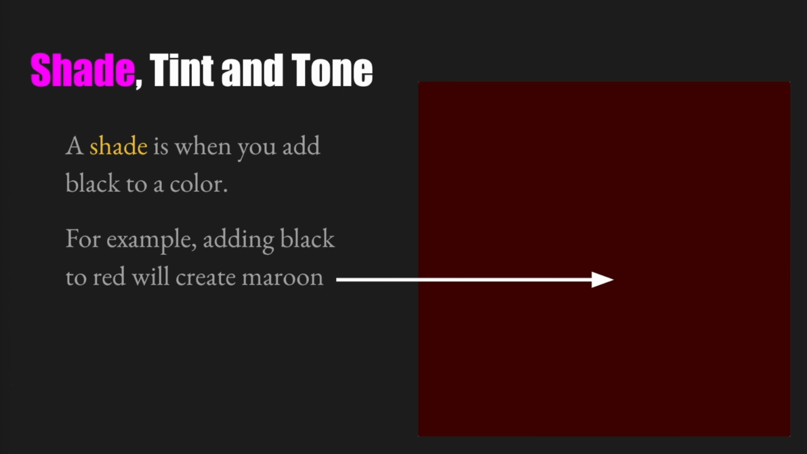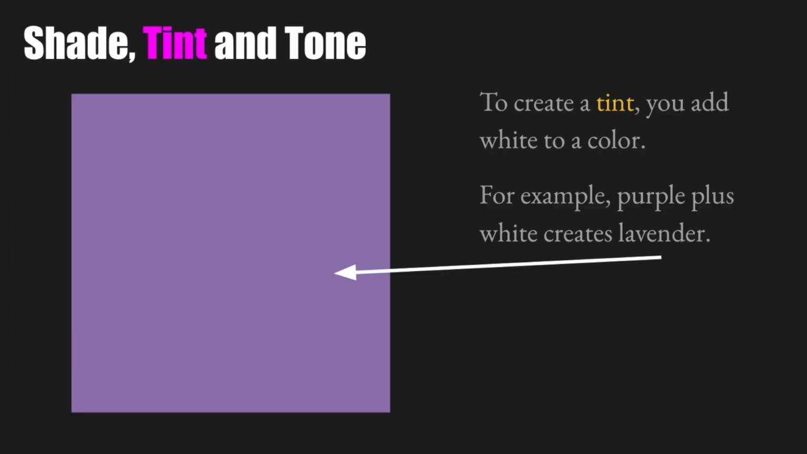To shade your eyes, you'd add that darker color. So when you add black, it makes the color darker. Okay, now we're going to look at tint. To create a tint, you add white to a color. Purple plus white gives you the lavender color you see on the screen. Again, notice the name changed when the color is added to the original color.